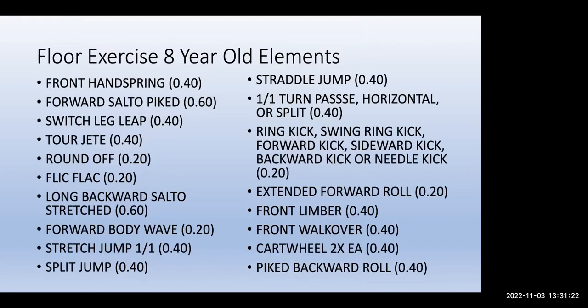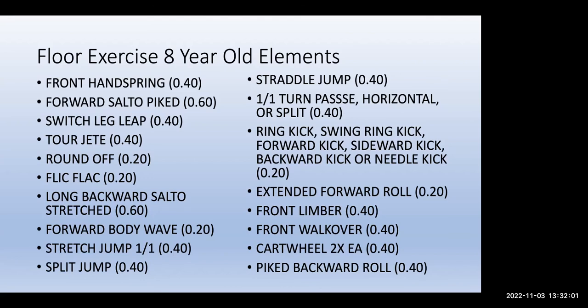Here are the elements in the routine. Pay attention to the body positions that are being required for a handspring front pike, salto, the leap, a switch leap, a tour jeté, run off flick flack, layout salto, a forward body wave, jump full turn, split jump, straddle jump. Make sure you're looking at the order. The split jump and the straddle jump have to be connected, and they have to be in that order. So if they're not in that order, you have a reversing deduction of something out of the order of the major elements.